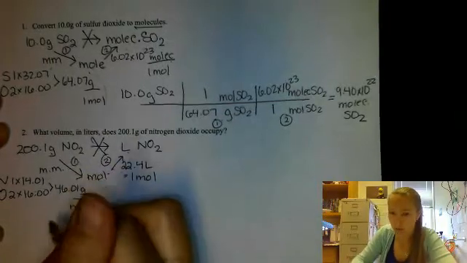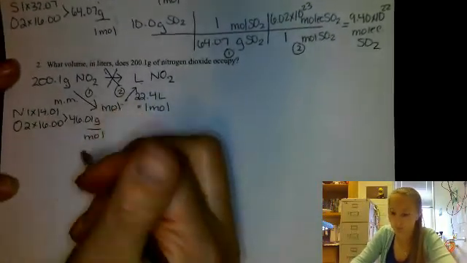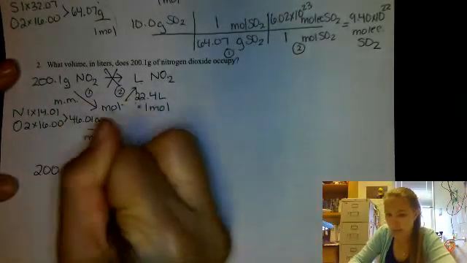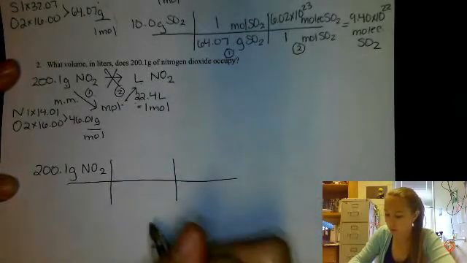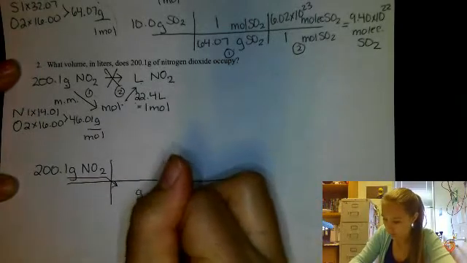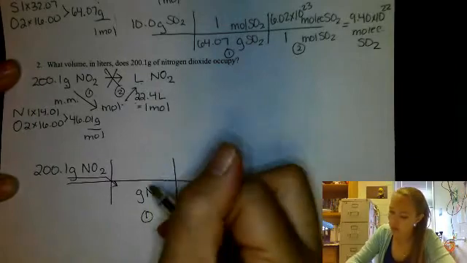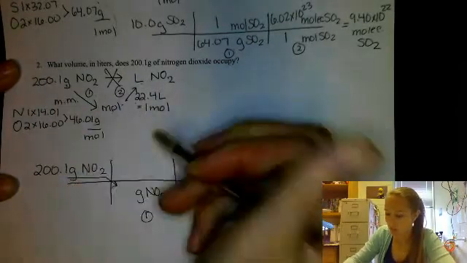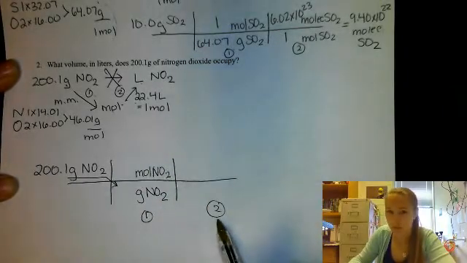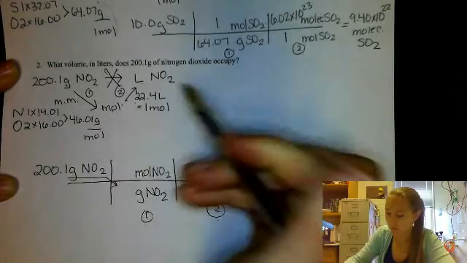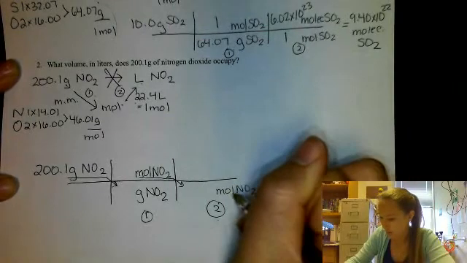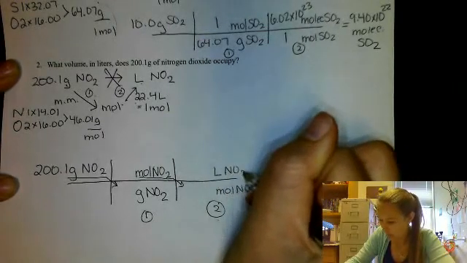I can start with what I'm given, 200.1 grams nitrogen dioxide. I have 2 conversions, 1 and 2. I take my units, drop them down, grams NO2. I'm going from grams to moles, so moles nitrogen dioxide's on top. My second conversion is going from moles to liters, so I take my units of moles, drop them down again. I'm going from moles to liters, so liters goes on top.